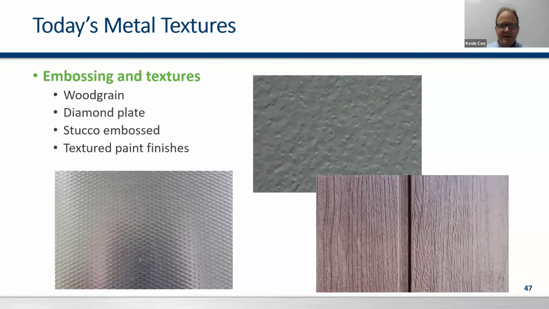The top one, that's a stucco embossed panel. We have a light diamond plate texture there on the left. And on the right, that is a simulated wood grain panel in a PVDF, but then with a rough cut cedar embossing. So it looks like it's a rough cut type board, and yet once again, it's metal with virtually no upkeep.